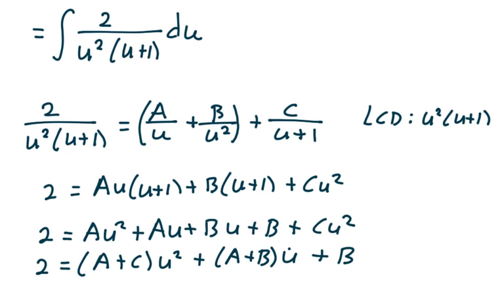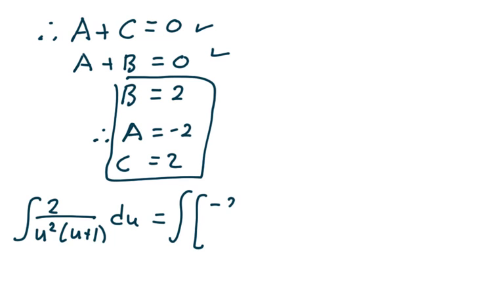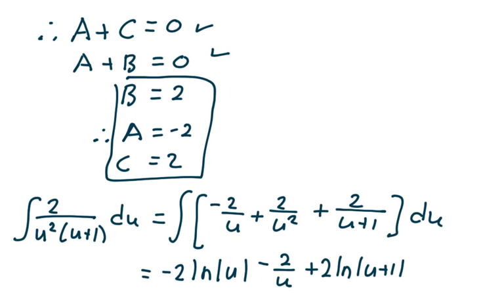So I get the integral of 2 over u squared times u plus 1 du. I'm going to get the integral of negative 2 over u plus 2 over u squared plus 2 over u plus 1 du. And so this is negative 2 natural log of the absolute value of u minus 2 over u plus 2 natural log of u plus 1 plus c.